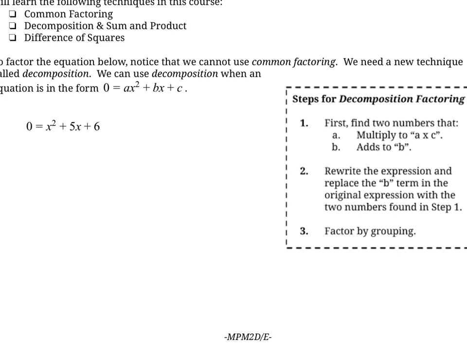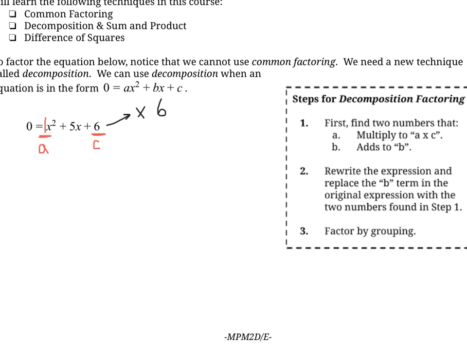So let's go back to the steps of decomposition. The first step is to find two numbers that multiply to a times c and add to b. So let's figure out what a times c is. Well, we know that a is our coefficient of x squared. So our a must be 1 and our c must be 6. So this is our a and this is our c. And we need to find numbers that multiply to a times c, so 1 times 6, and 1 times 6 is 6.